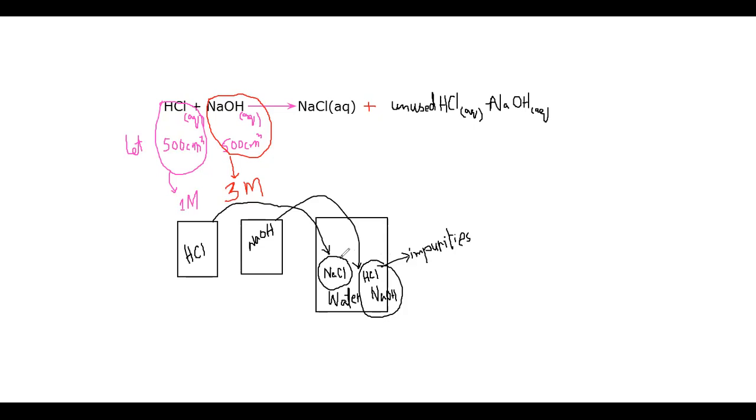So what is the solution? The solution is to react the exact quantities. हमें एग्जैक्ट क्वांटिटीज जो हैं वो रिएक्ट करनी है, ताकि हमारे पास जितना मटेरियल है वो यूज हो जाए. ठीक है, एग्जैक्ट क्वांटिटीज with exact concentration.